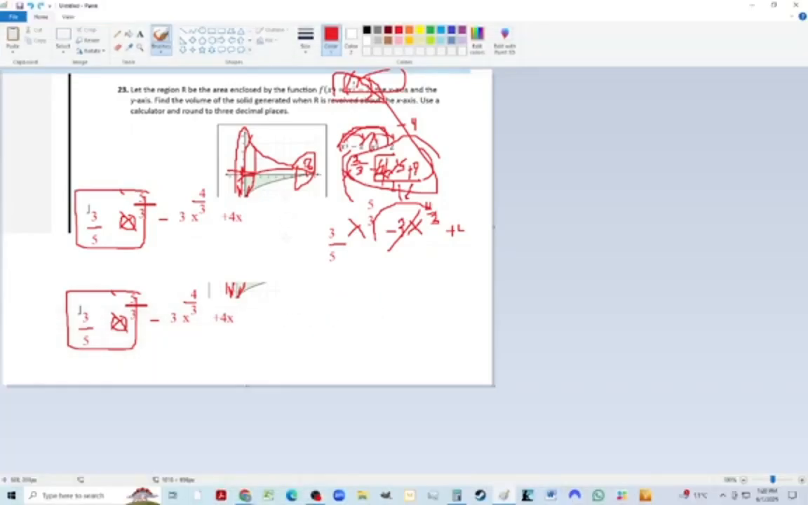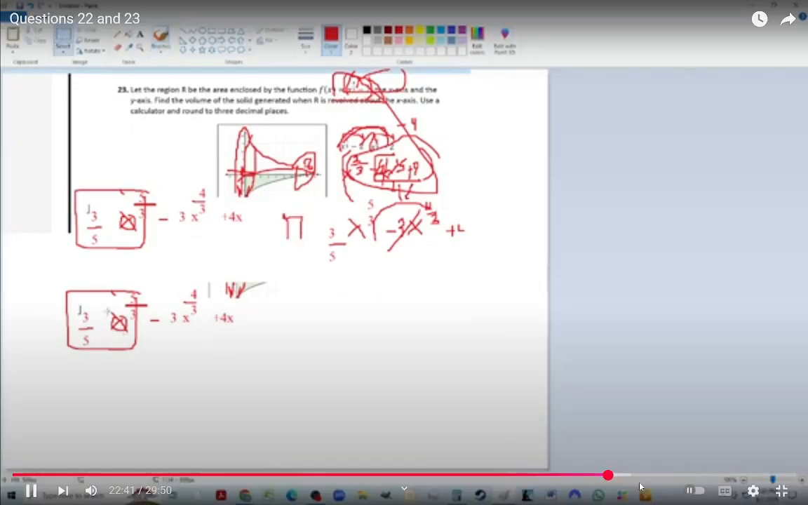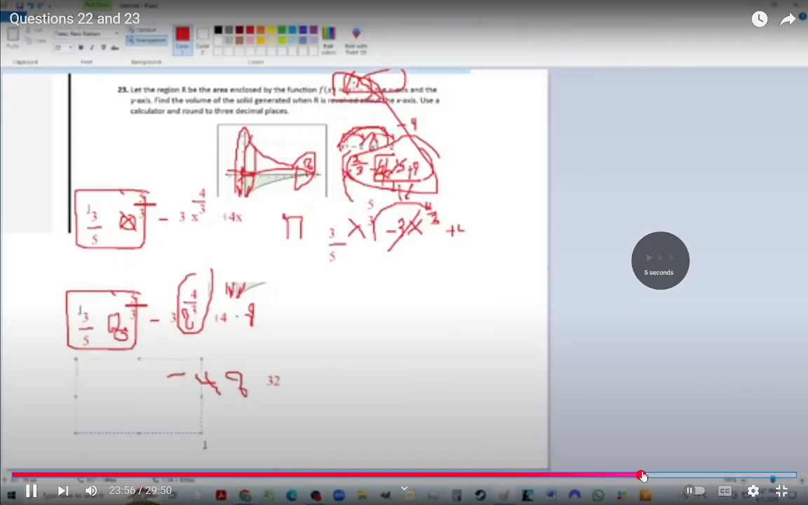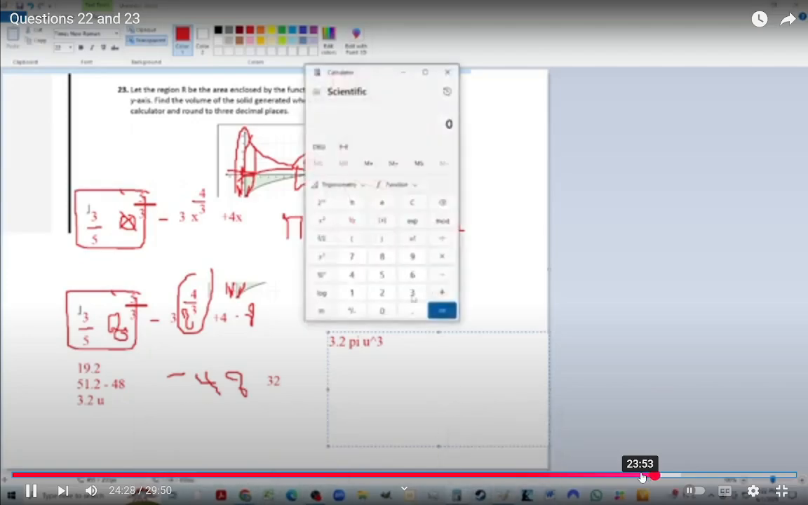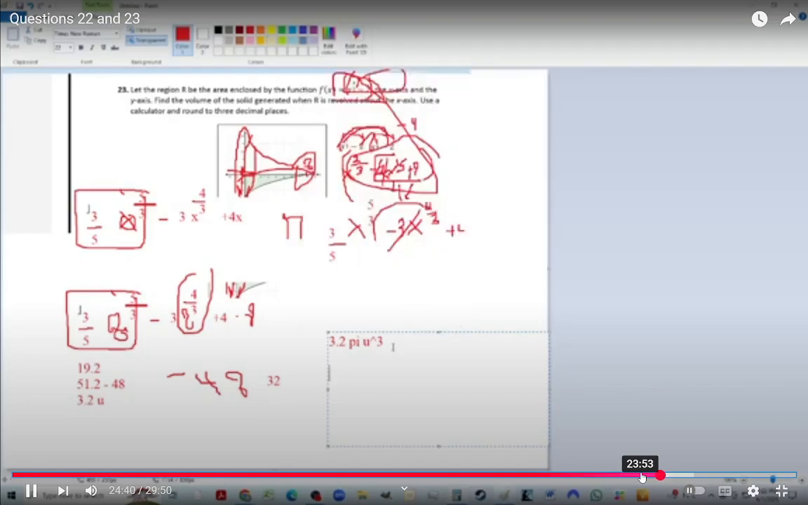Now we know that from 0, it's going to be minus 0. So now I have to substitute for 8, and I do it. I calculate it. I get 19.2 minus 48 plus 32, which adds up to 3.2 units cubed, but I have to multiply it by pi. So this time I do indeed find what it would be multiplied by pi, 3.2, in case your teacher wants it.